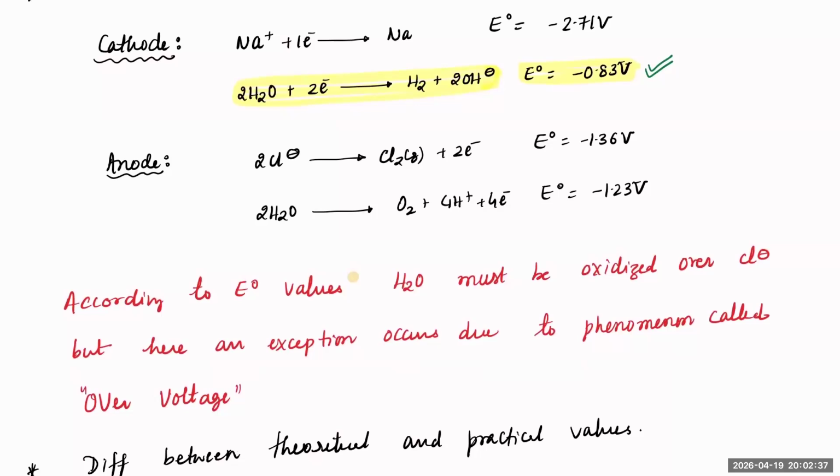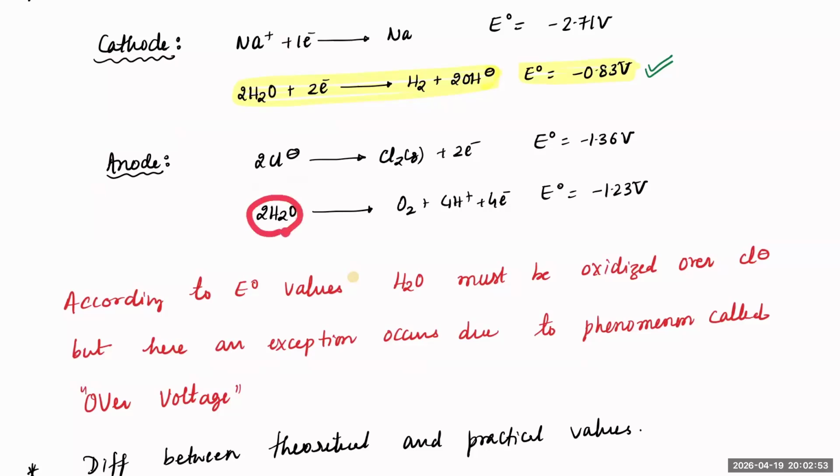Now let's see what is happening on the anodic side. We have chloride ion. When you are taking aqueous NaCl, we'll definitely have chloride ion. And of course, we have water. Water competes both at the anode side as well as the cathode side.